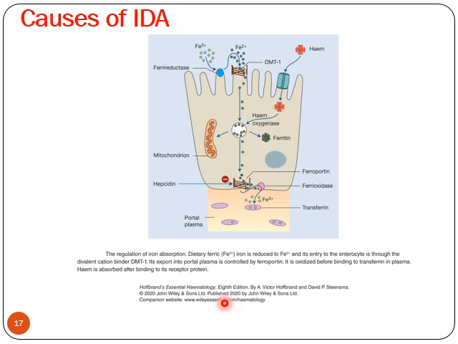So, in this cartoon, we see the regulation of iron absorption. We have the dietary iron in the form of the ferric form. The oxidized form should be reduced first to ferrous to enter the enterocytes through the divalent cation binder. Its export into the portal plasma is controlled by ferroportin. It's oxidized before binding to the transferrin in the plasma, and heme is absorbed after binding to the receptor protein.